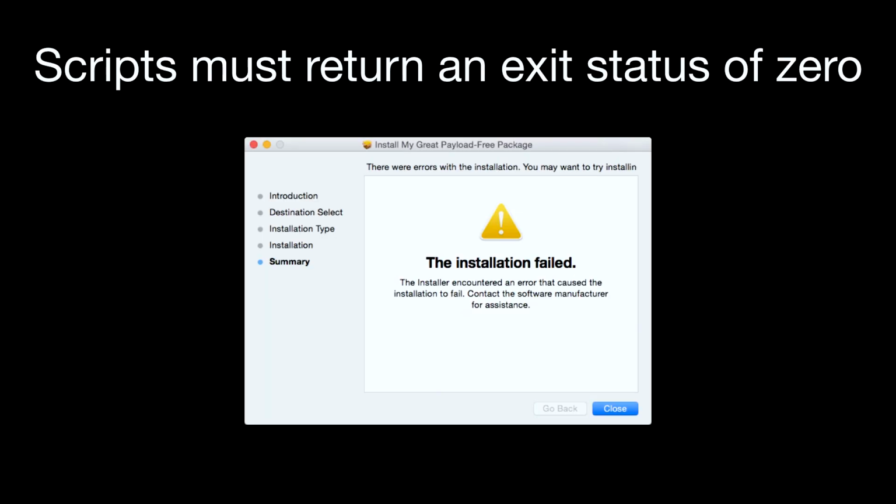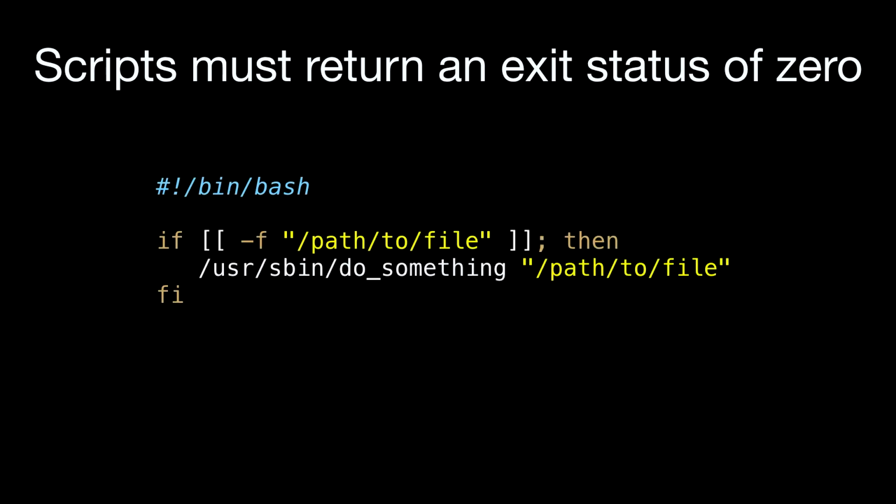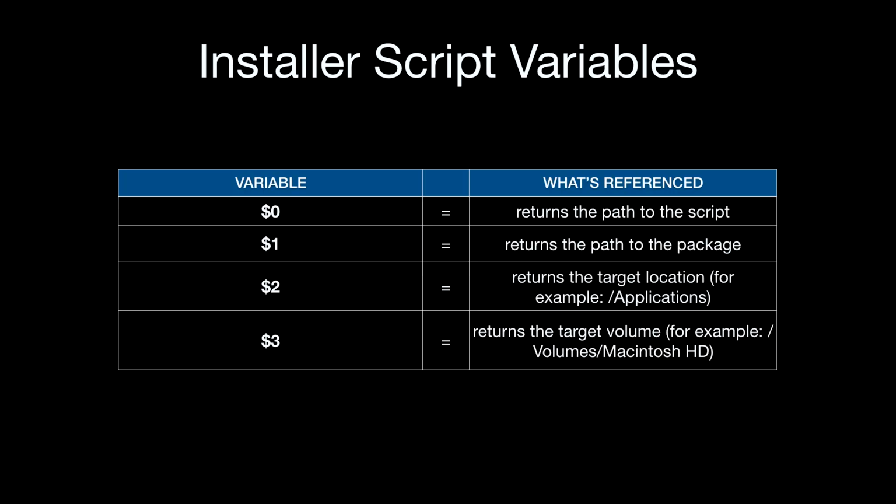Now, a commonality between scripts used in bundle-style and flat packages is that the scripts must return an exit status of 0, or else installer will report a failure. If you're building a shell script for an installer package, one way, there are others, to ensure that the script returns a status of 0 is by adding exit 0 to the end of your script. There's probably other better ways, but that's one guaranteed way to make that work.